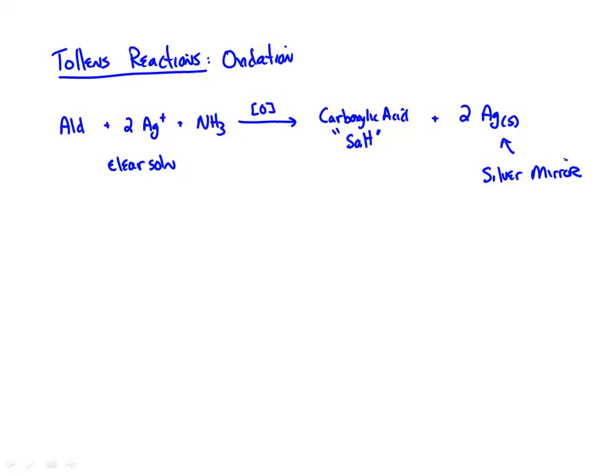So, let's take a look at what happens. There's an aldehyde, right? Plus my 2 silver ions plus my NH3. And I guess if I'm being really good, I should put in that those are aqueous and so on, but we're not going to worry about it. Now, what does a carboxylic acid normally look like?